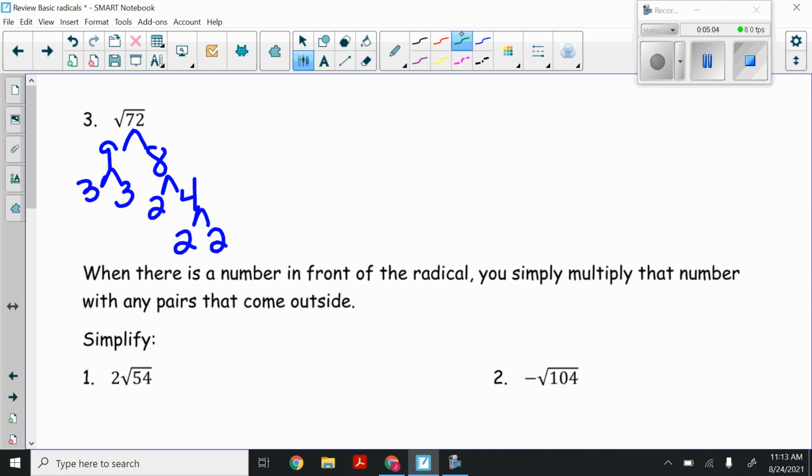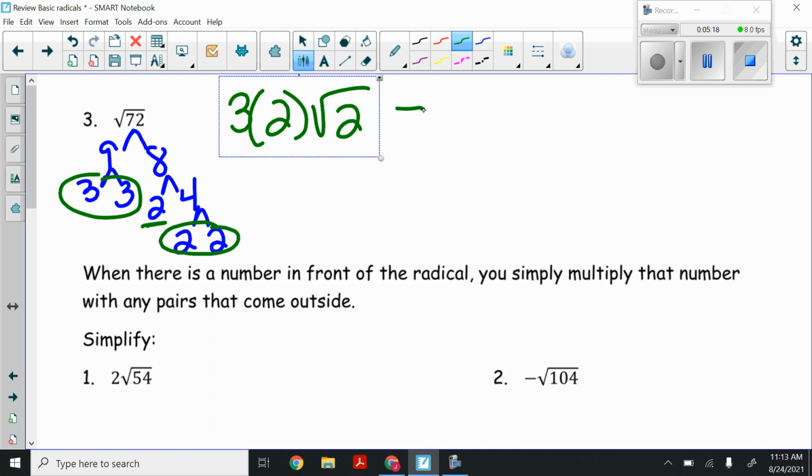So now we're going to look for buddies. I have a pair of 2's here. I have a pair of 3's here. That 2, no buddies. So what comes out? A 3, a 2. What gets left behind? A 2. So this is also 3 times 2, 6 square roots of 2.